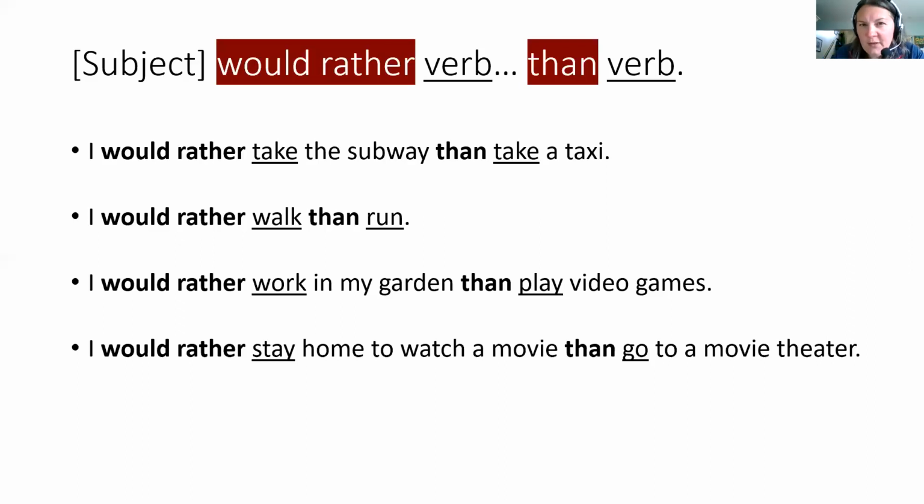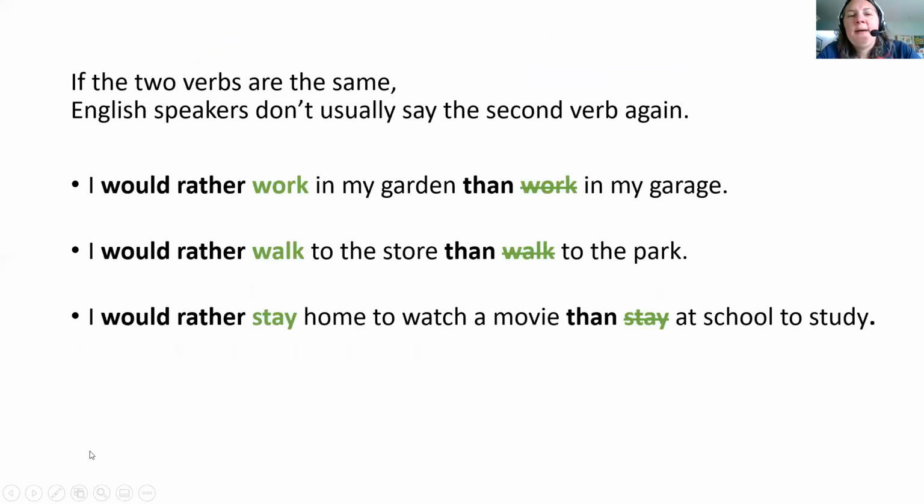But either way, we're still putting the one we prefer. We put that first, the one closest to would rather. All right. So let's talk about this construction a little bit.